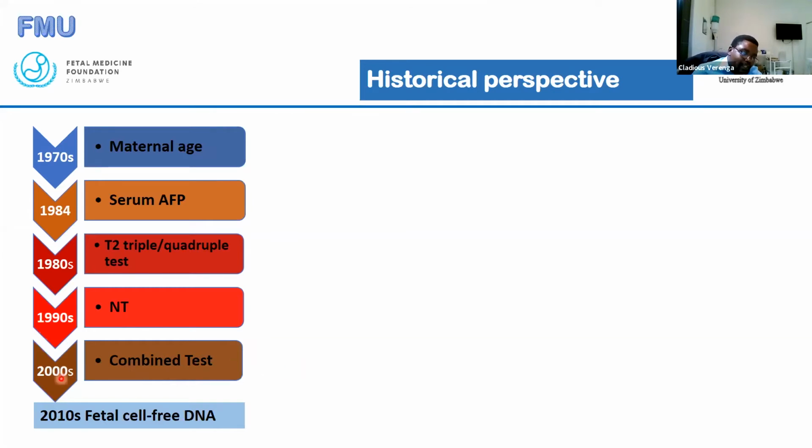Then in the 2010s came the fetal cell-free DNA test, which is the test of our times, the most sensitive test with a very high detection rate, which probably in the future will become the test for doing Down syndrome screening. However, at the moment it's limited by cost, as very few women can afford to have it where the screening is not funded by the national health system.